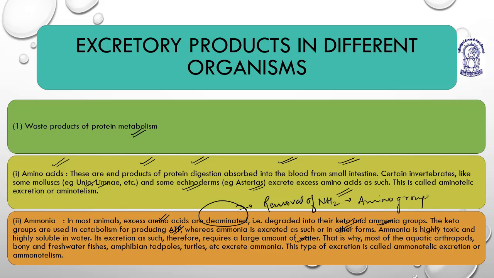So ammonia is highly toxic and highly soluble in water. Its excretion as such requires a large amount of water. That is why most aquatic arthropods, bony fishes, freshwater fishes, amphibian tadpoles and turtles excrete ammonia. This type of excretion is called ammonotelism or ammonotelic excretion.